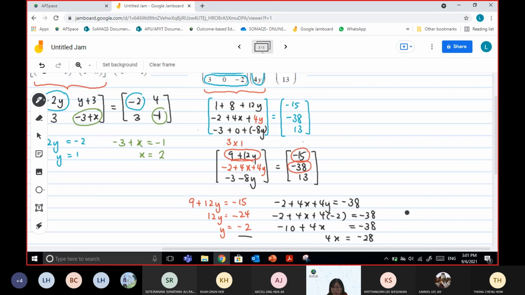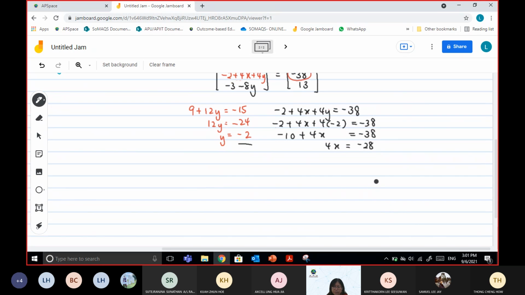Okay, then find the value of x. Negative 7. Okay, so y is negative 2, x is negative 7. X should be negative 7, not positive 7.